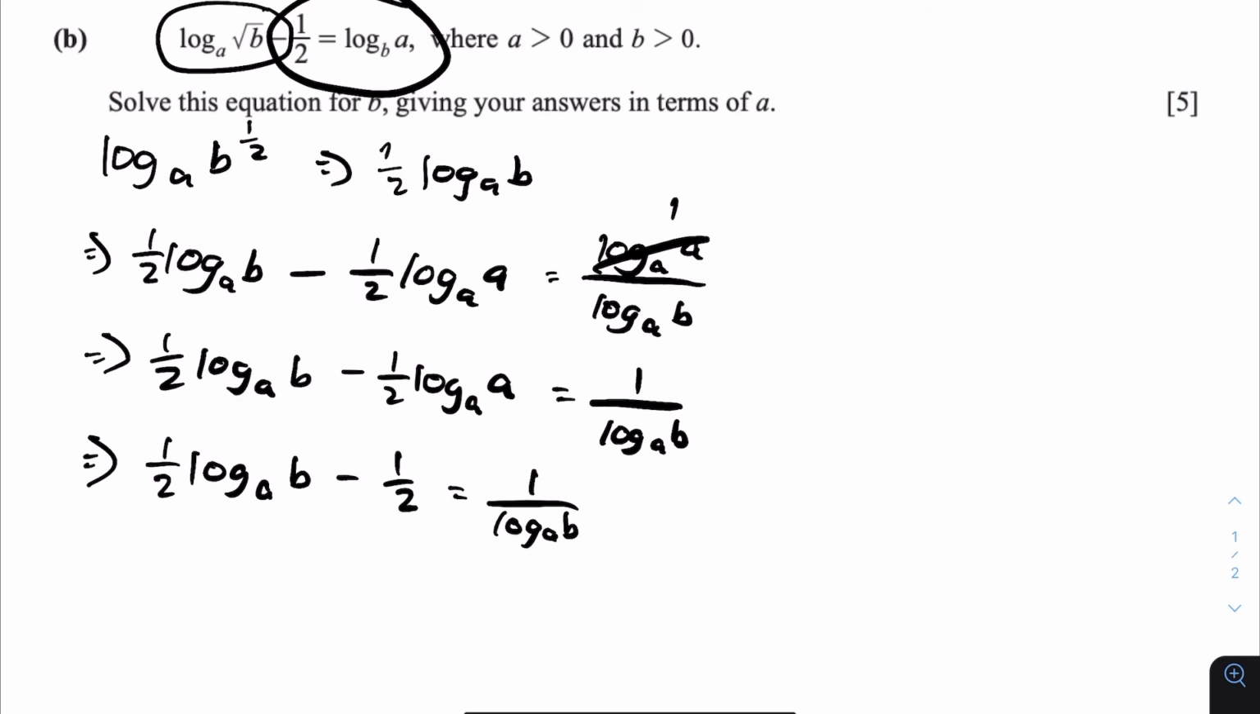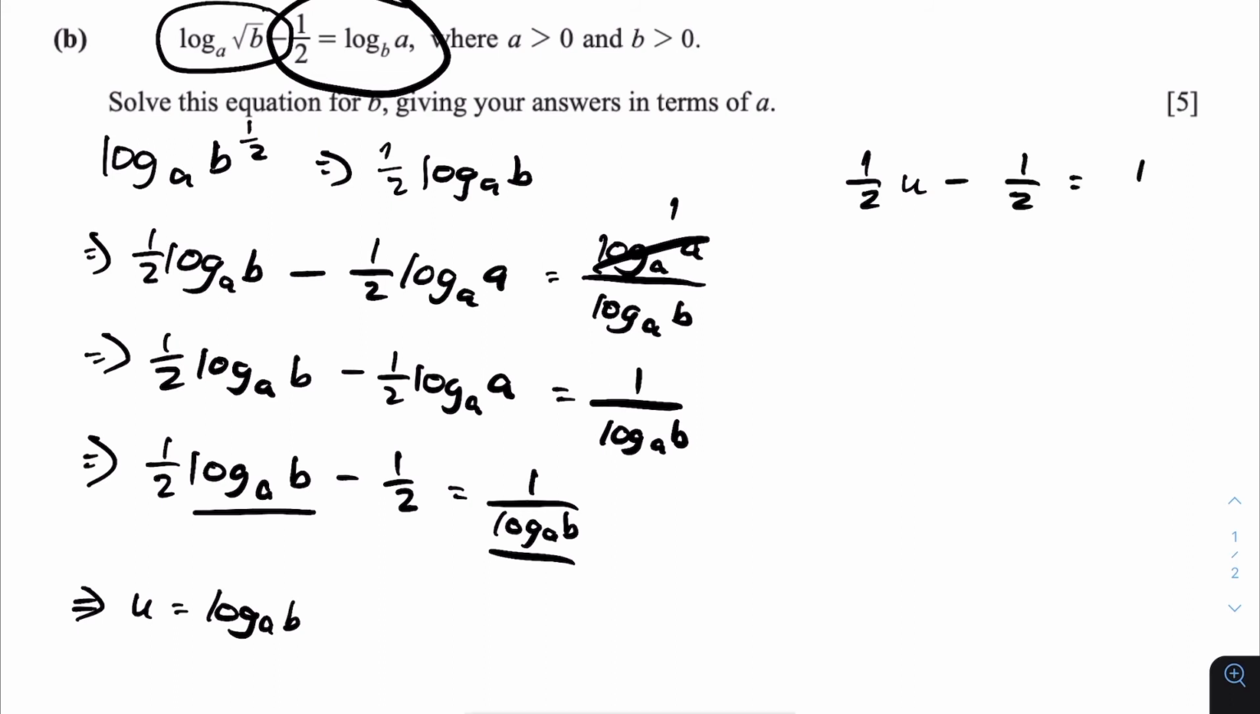And something now I've noticed is that since we've got log AB twice, let's use u substitution, which means that we just replace u with this term and then sub it in later. So let's say that u equals log AB. Let's put in u over here. So half u minus half is equal to 1 over u.